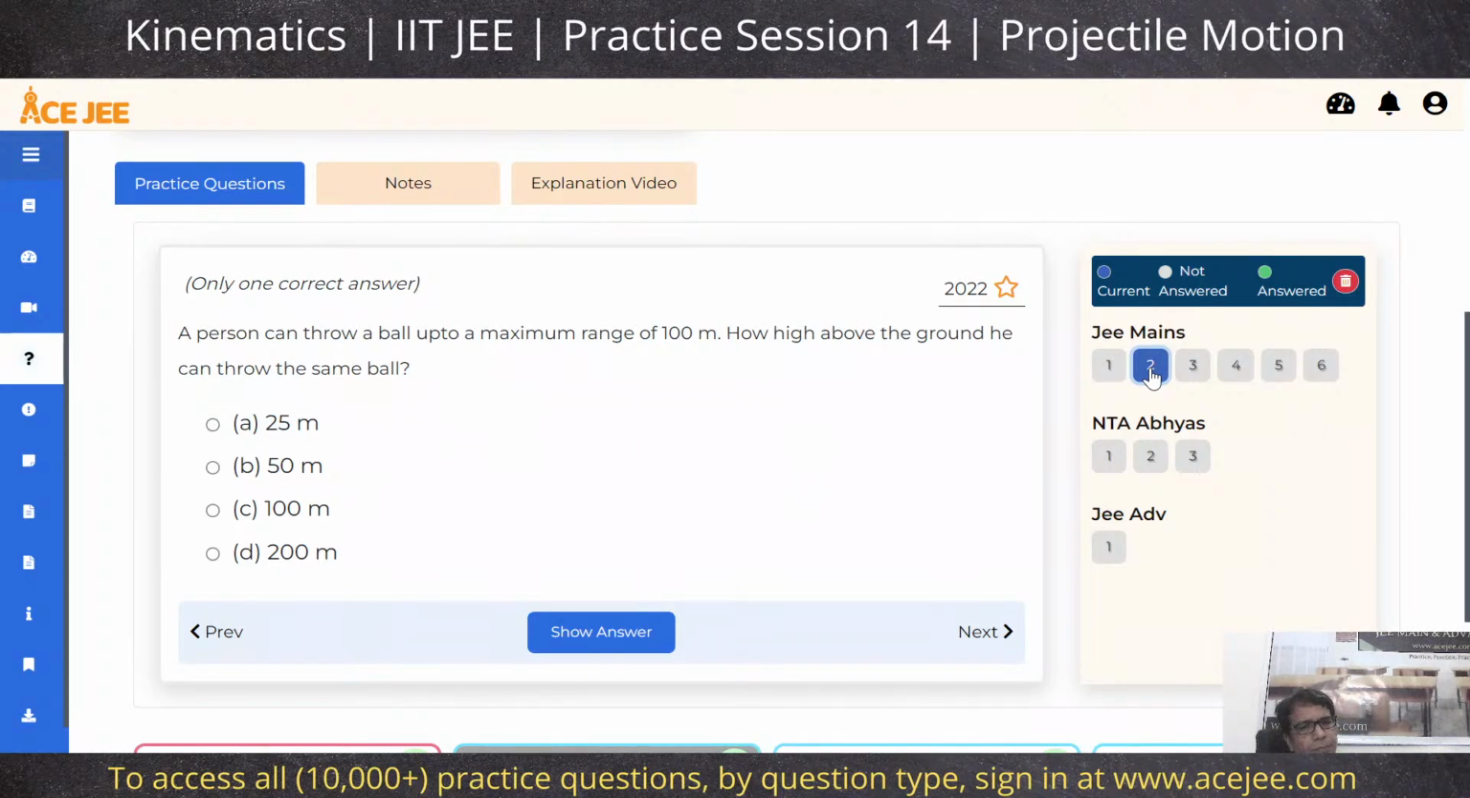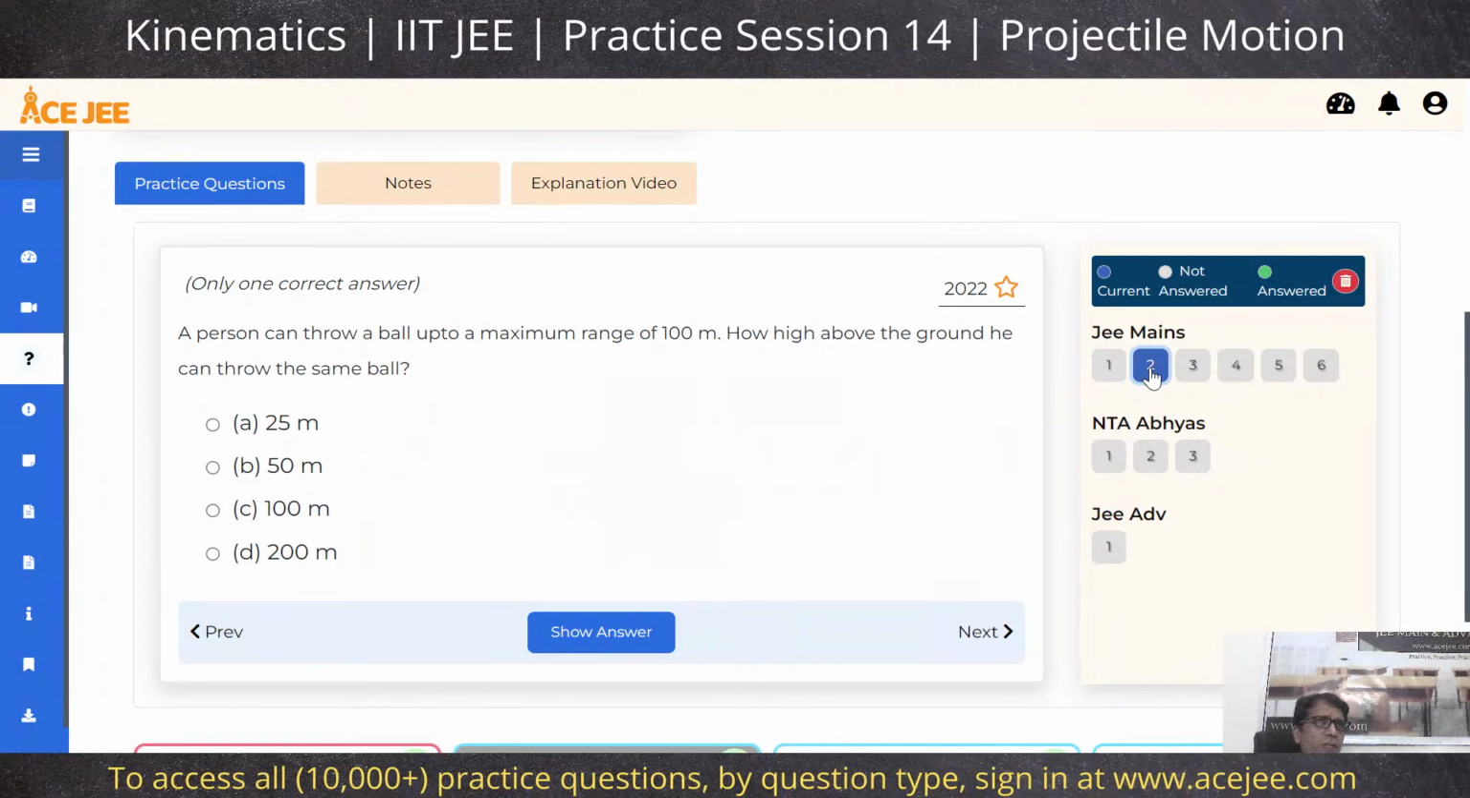Sir, is the answer 50 meters? How much is it, Beta? Sir, 50 meters, option B. Okay. So u square by g is given, right? The range is u square sine 2 theta by g. So maximum range is when theta is 45, that is u square by g, which is 100 meters. So u is 10 square root 10, if I got it right. Is that right, Beta? Yes, sir. Okay.